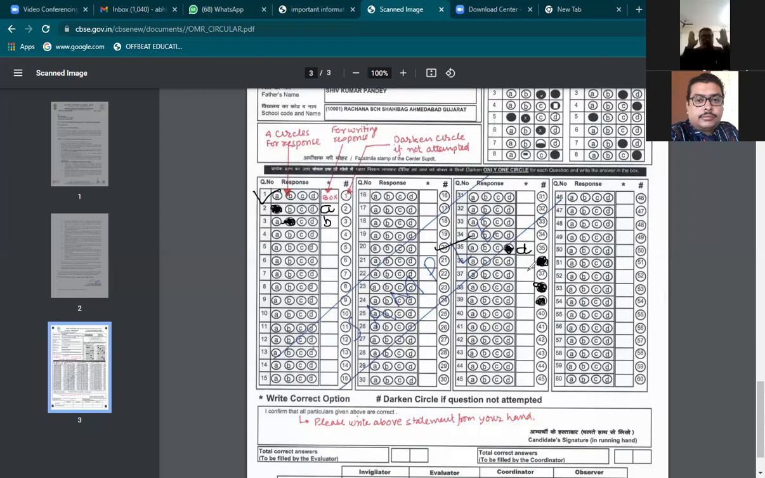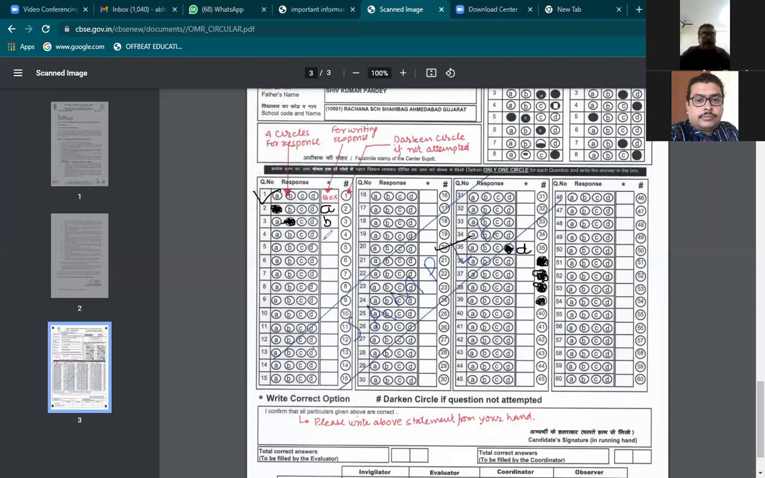If I have forgotten to darken the circle, what is going to happen? It will be turned as unfair means. Your paper will not be checked. Your paper will be cancelled. Very important. You should darken it, otherwise it will be cancelled.